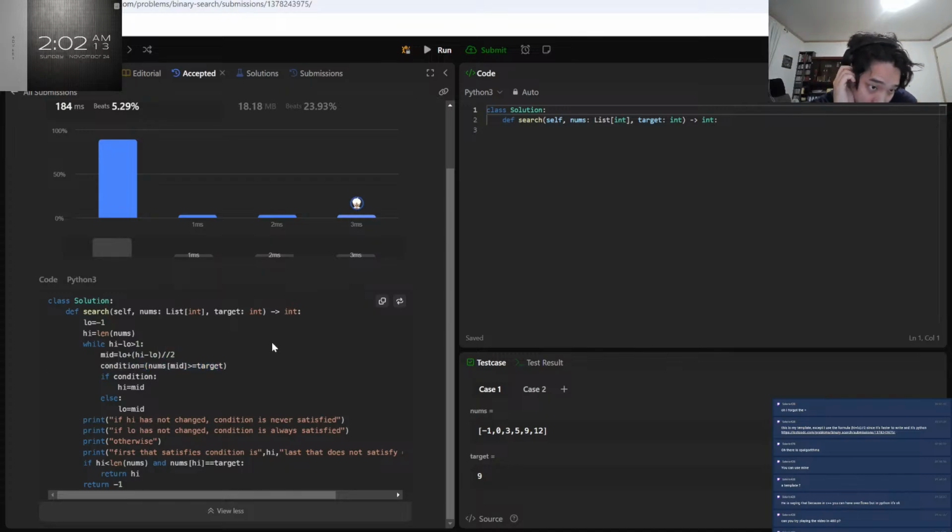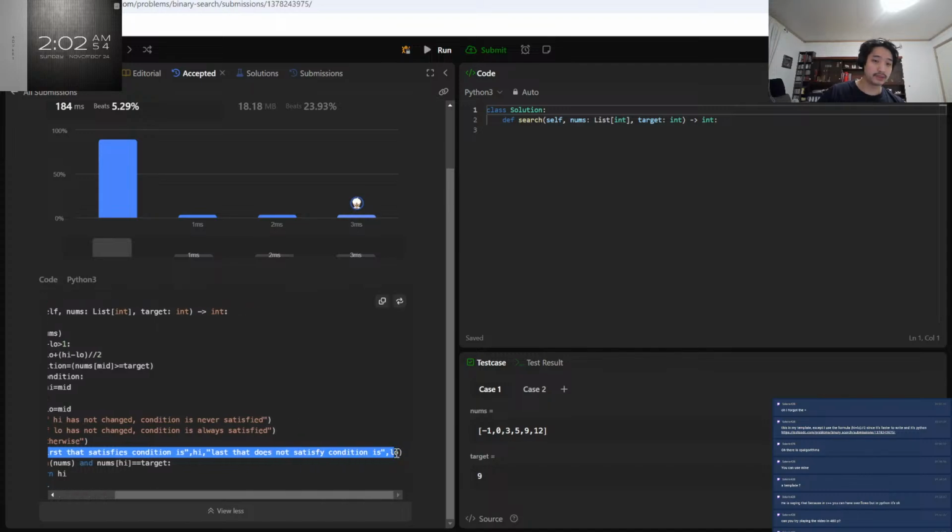If condition. This is actually interesting because I like that you print this out. It's not something I would think about. If every condition is always satisfied, low doesn't change. I think that's actually interesting. High, low. I like this way of seeing things.